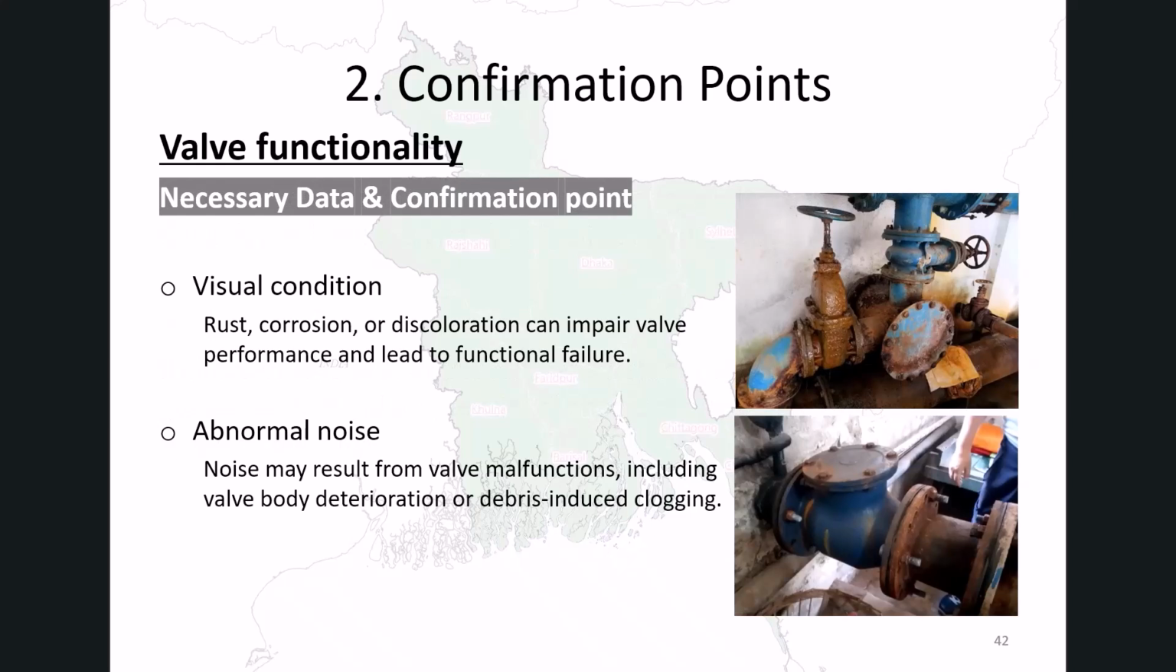To assess valve performance, two key indicators are examined. First is visual condition. Rust, corrosion, or discoloration can impair valve operation and may lead to failure. If such things are observed, the valve should be inspected and, if necessary, replaced. Second is abnormal noise. Unusual sounds may indicate internal damage, debris accumulation, or mechanical deterioration. These symptoms suggest that the valve is not operating properly and requires attention.